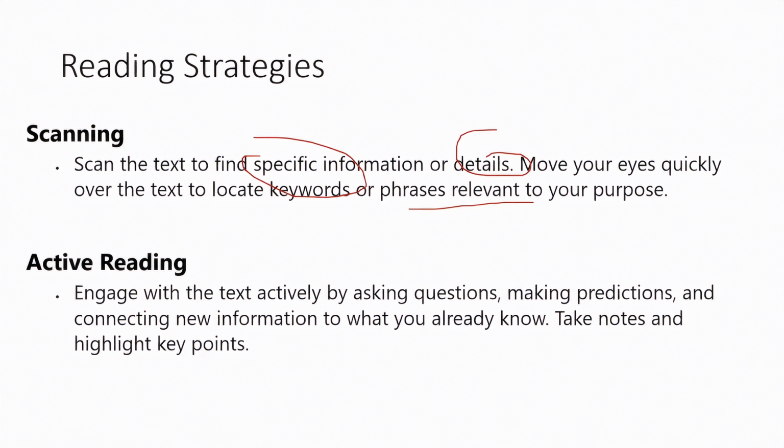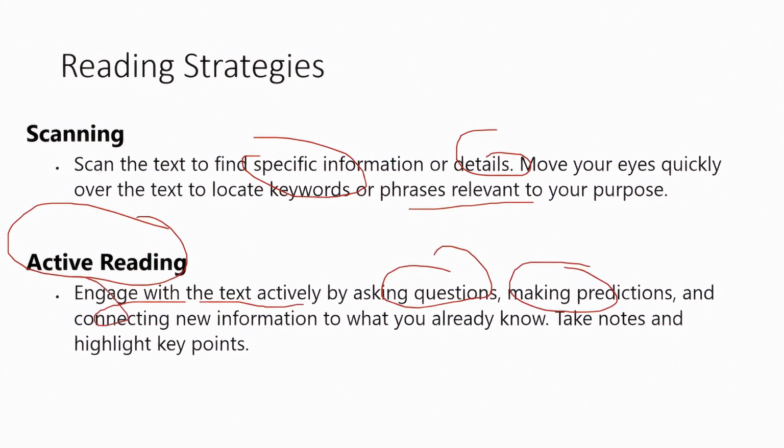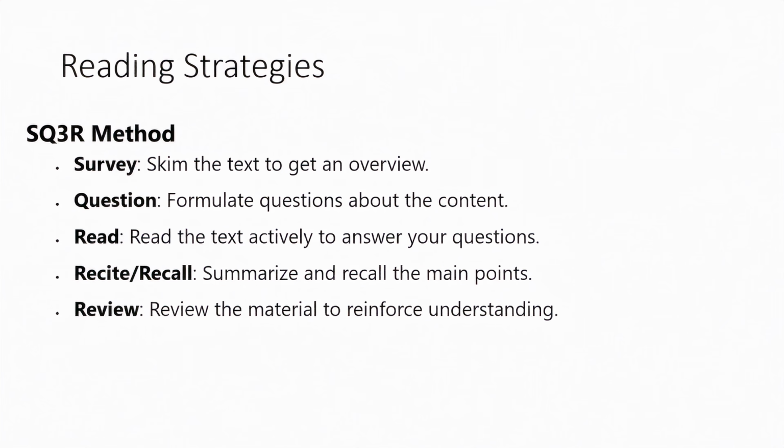Another one is active reading. Engage with the text actively by asking questions, making predictions, and connecting new information to what you already know. Take notes and highlight key points. Generally, we use this practice in our reading. You keep on reading, try to make connections, think of questions, or link your knowledge with the text and try to understand it. This strategy is called active reading.